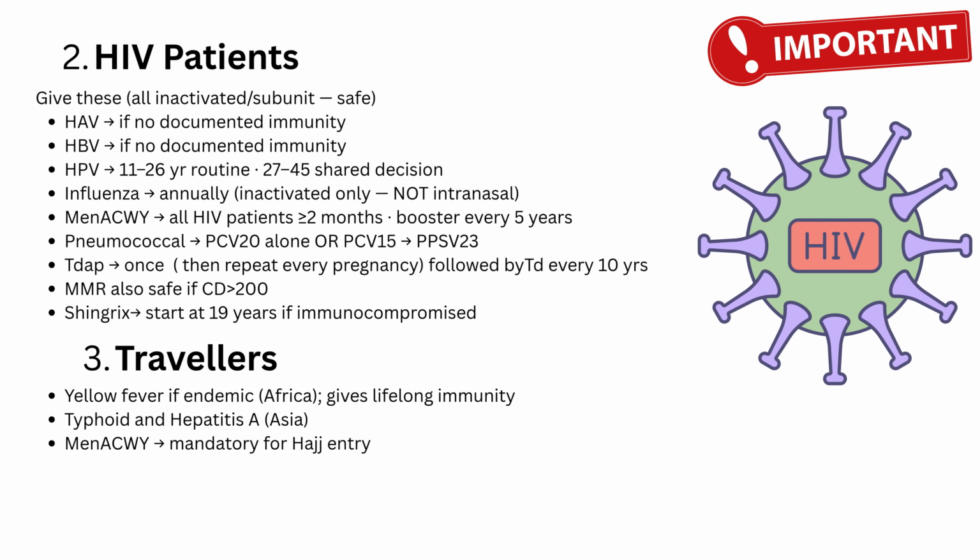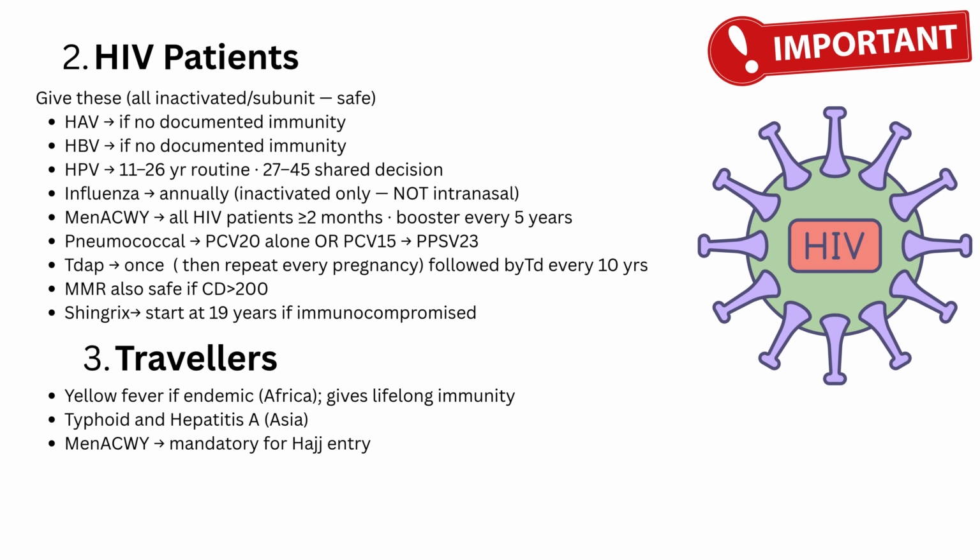This is important because vaccine decisions depend on immune status, especially the CD4 count. The general rule is simple: all inactivated and subunit vaccines are safe in HIV patients, regardless of CD4 count. Live vaccines are more restricted. Only MMR and varicella can be given if the CD4 count is 200 or above. Now let's go through vaccines one by one in a simple way. Hepatitis A vaccine should be given if there is no documented immunity. It is safe in HIV patients.